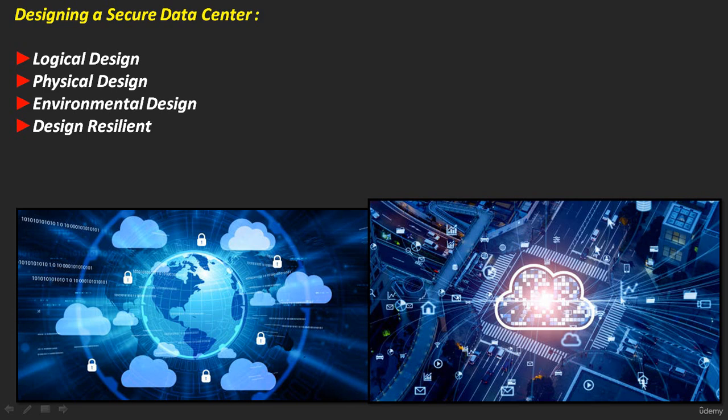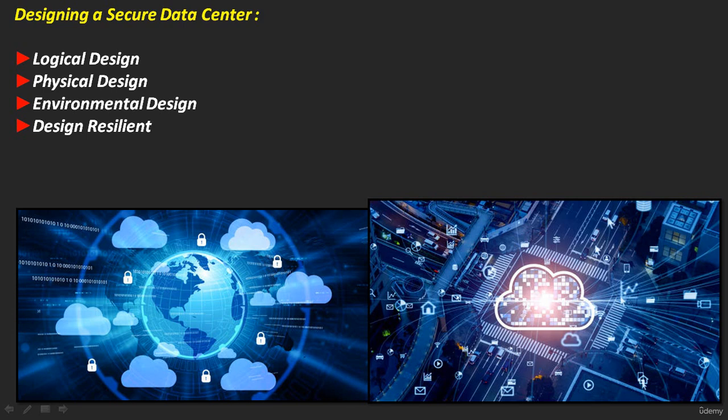According to the physical design, choosing whether to build or buy your data center depends on your business organization's resources and needs. Whichever path you take, ensure that the physical security of the facility is impeccable. Factors like location, redundancy, and disaster recovery plans should be carefully considered.